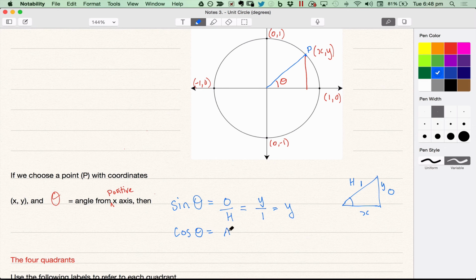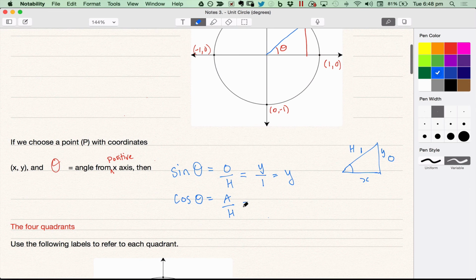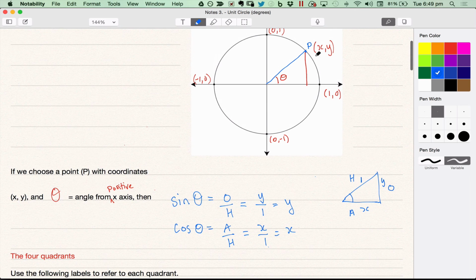Cos theta is adjacent over hypotenuse, which is x over 1. Forgot to label adjacent. There we go. X over 1, which is x. So cos theta is the x value of this point. Only works in a unit circle.